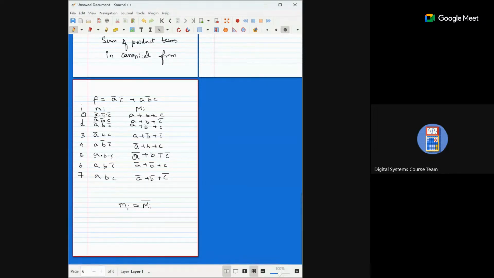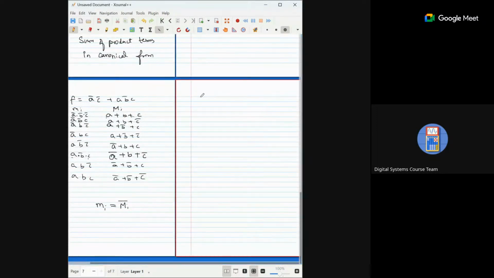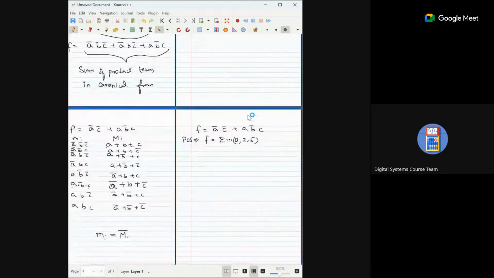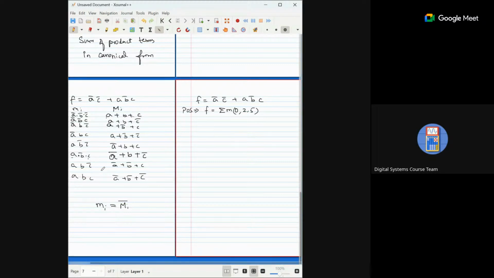So the next point I want to emphasize is this expression. F equal to A bar C bar plus A B bar C. So what is the product of sum here? If I want to write the product of sum, how am I supposed to write it? We know that this is equal to summation of M0, M2, M5. In the previous example, we started with 0 to 5. This is the SOP format. In POS, what should the F value be?